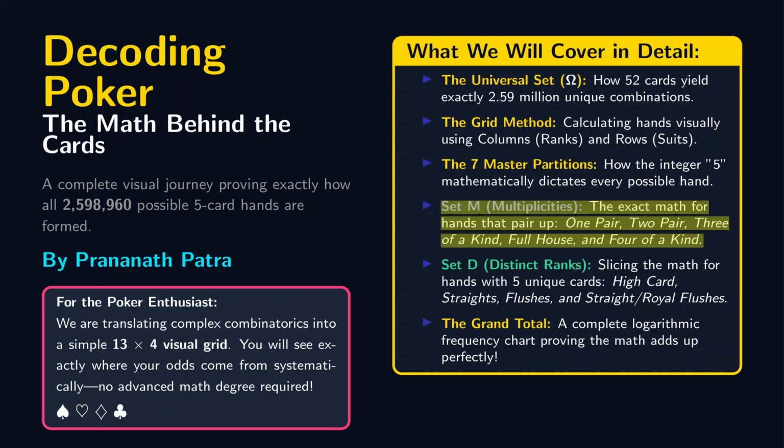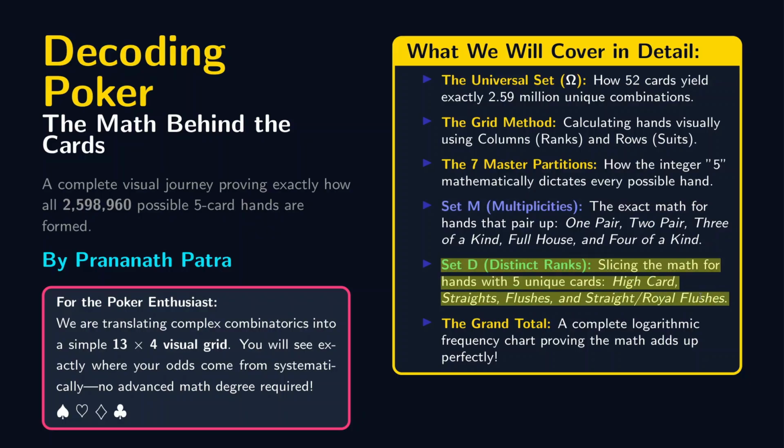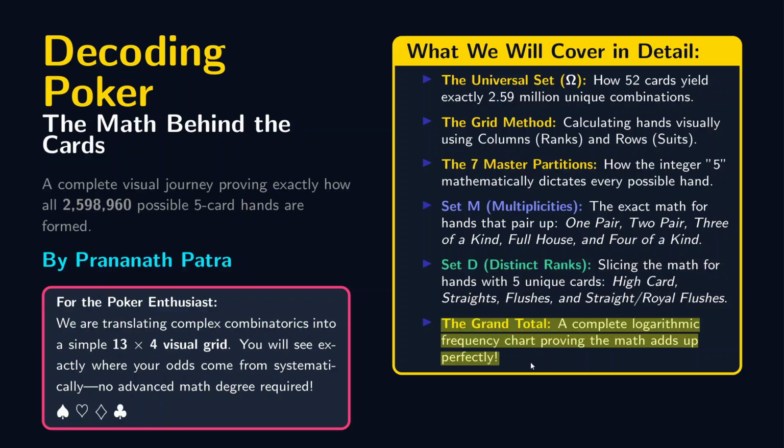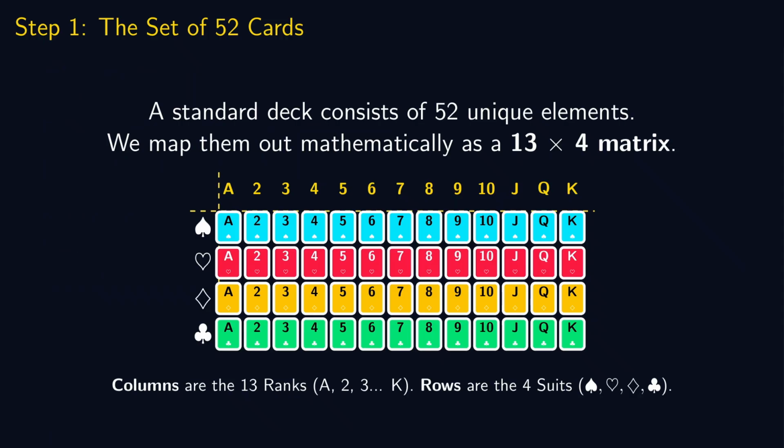And fifth, we will work through set D, the hands with distinct ranks, the hands where all 5 cards come from completely different ranks. These include the high card, the straight, the flush, and the straight flush and royal flush. And finally, we will bring everything together into one grand total, with a beautiful logarithmic frequency chart that confirms our mathematics is perfectly correct. So let us begin. Take a breath, settle in, and let us build this together from the very beginning.